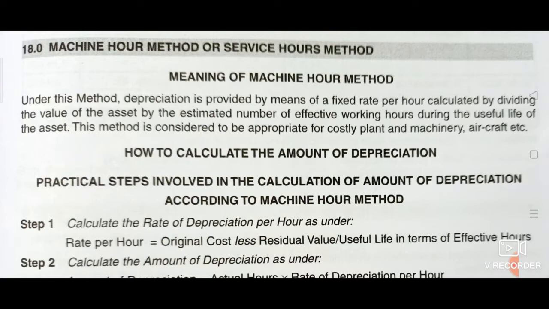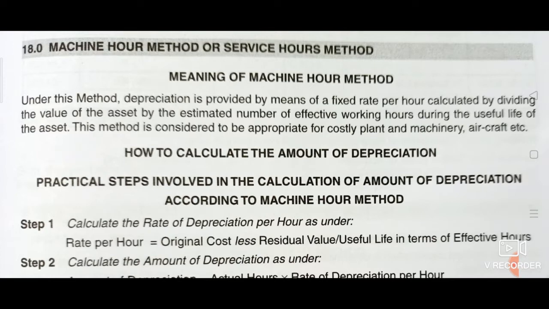It is observed that this method is only a slight variation from the straight line method, because in the straight line method depreciation is calculated per year, and in this method depreciation is calculated for each hour the machine works. So how to calculate the amount of depreciation?